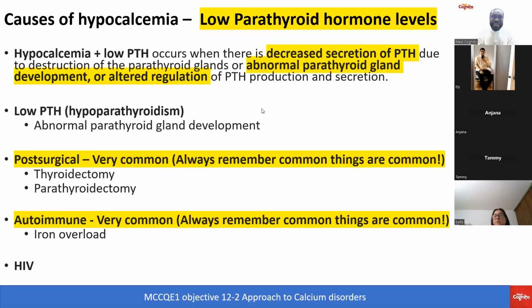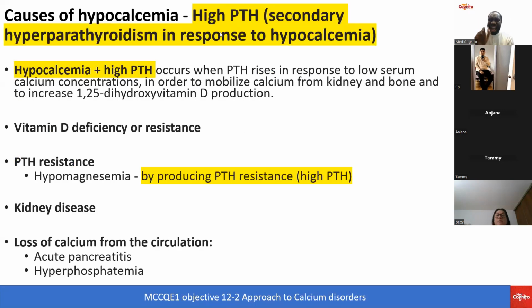Now, you remember that when we were doing the previous slide, there was something I stated. One thing I also want you to write in your books is, if I have a patient who has low parathyroid hormone level plus hypocalcemia, what are my differentials? That is, patients who have abnormal parathyroid gland development, patients who are post-surgical, who have had surgery, and then the autoimmune conditions and HIV patients. But then you can also have patients who have hypocalcemia, that is low calcium, but high parathyroid hormone levels.